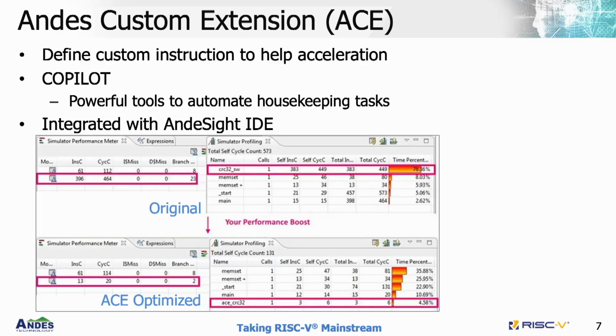And we also have the custom extension. The custom extension helps the developer design their own custom extension for acceleration. This has been discussed before with Charlie and John, and I also revealed it with the Copilot tool. The IDE has integration with it. We can show the original program and the optimized program, and compare their performance. We can see the execution cycles were reduced, with the part marked in red.